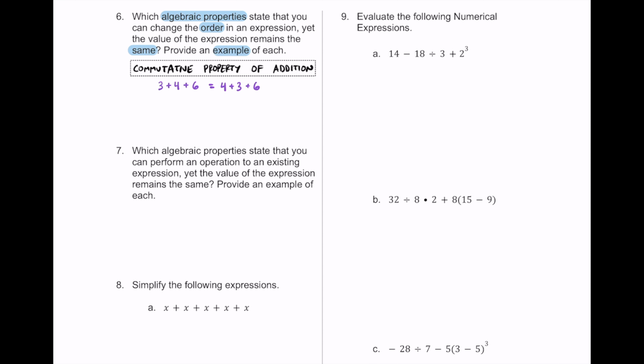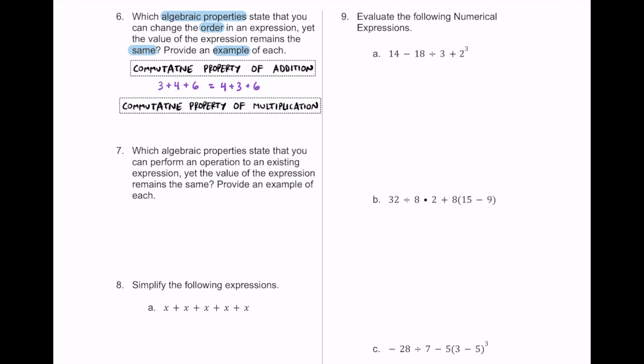So just going from left to right, if you said 3 plus 4 would be 7, 7 plus 6 would be 13, or if you said here that 4 plus 3 would be 7 and 7 plus 6 is 13, either way, you would still get the same answer. So we changed the order, but the answer would still be the same.